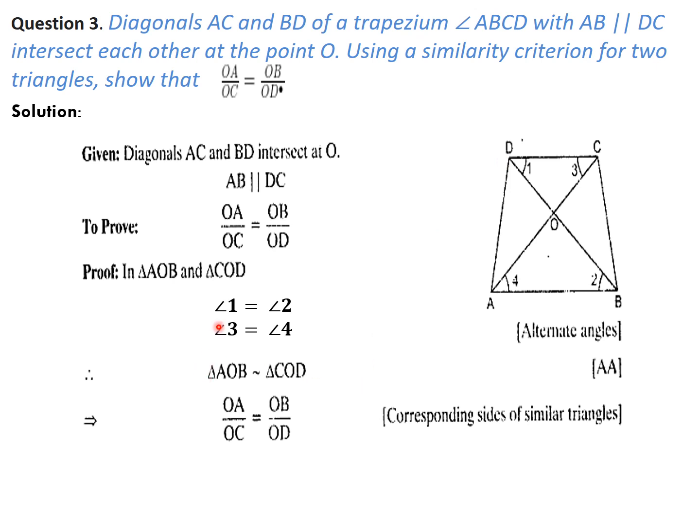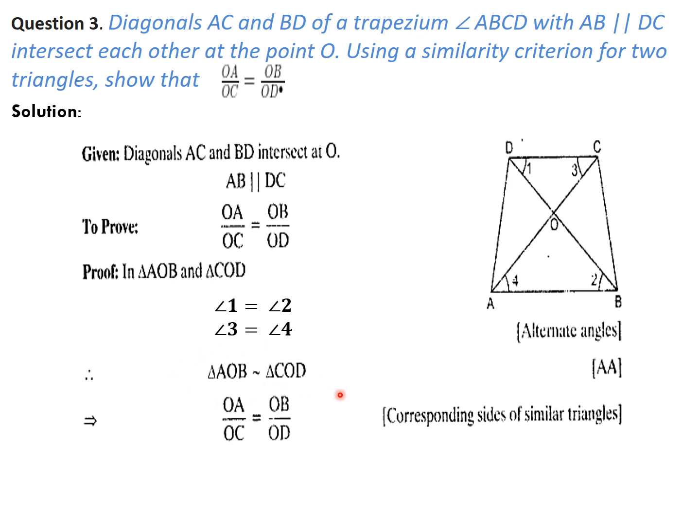Again, the naming is very important. See, angle 1 is equal to angle 2, that is D will be equal to B. Angle 3 is equal to angle 4, that is angle C will be equal to angle A. In the middle, these two are vertically opposite angles, right? Angle O for this triangle and angle O for this triangle are vertically opposite. We can also use it. So angle O is equal to angle O. So the naming is very vital.